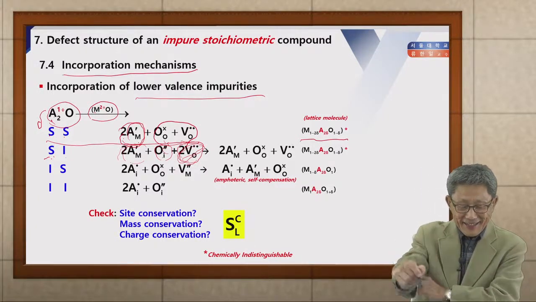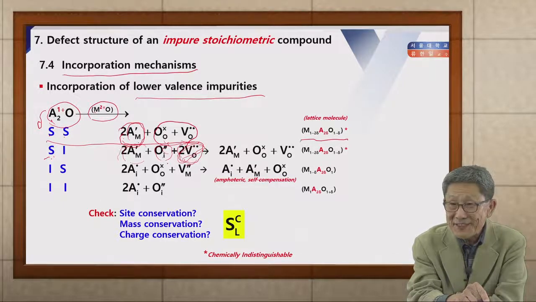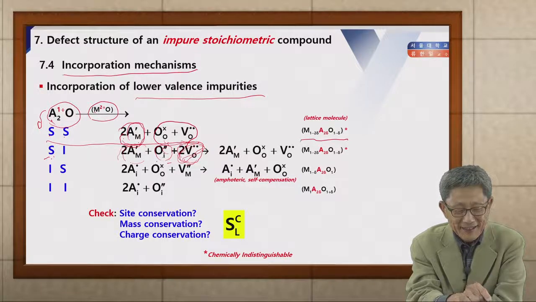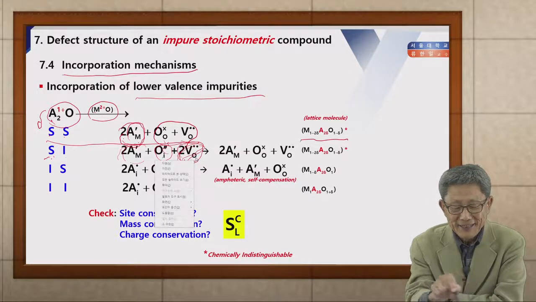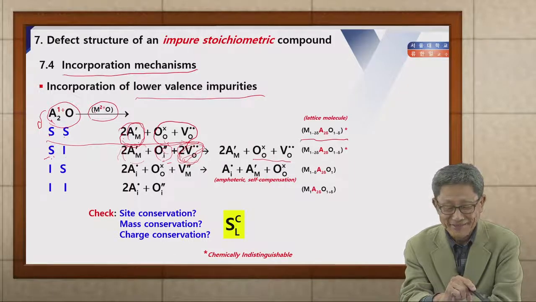Now, here is a very amusing point. Here are 2 oxygen vacancies and 1 oxygen interstitial. Oh, there are too many defects. This oxygen interstitial may go to an oxygen site to leave only 1 oxygen vacancy behind. So this is energetically more favorable, I think.